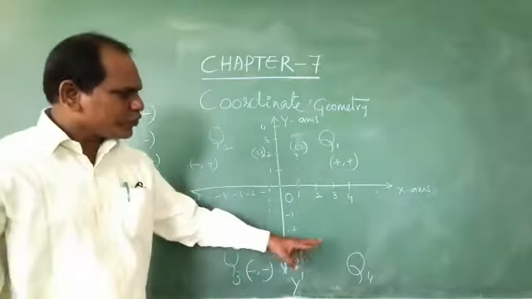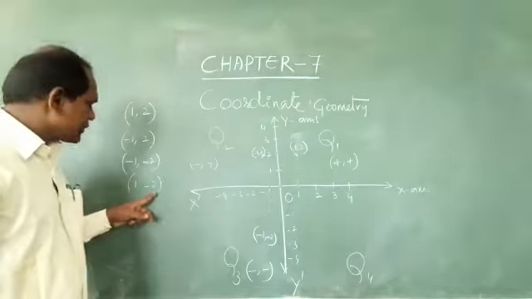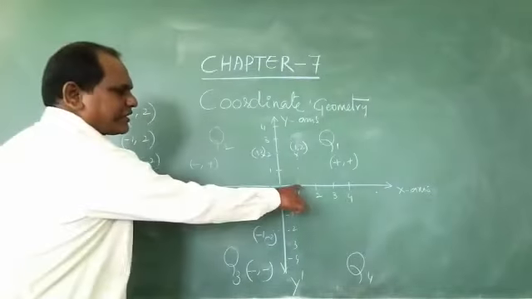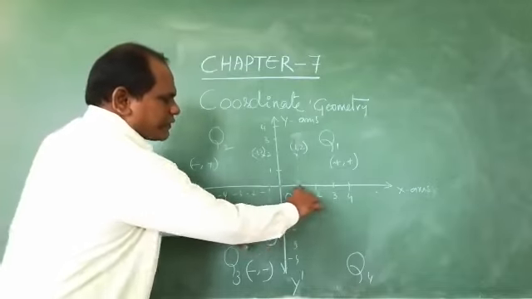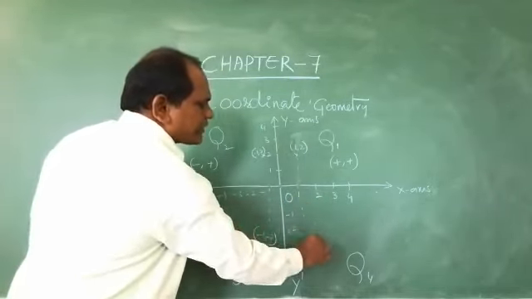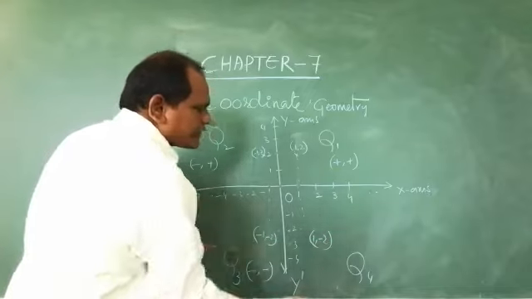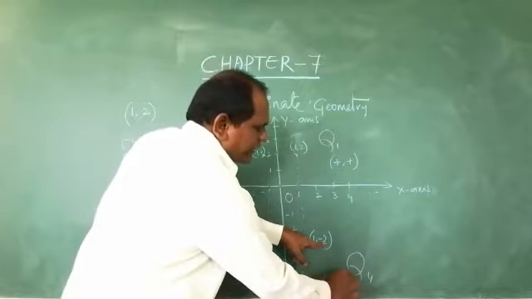When we come to the fourth quadrant, suppose the example is 1 comma minus 2. The x value is 1 and the y value is minus 2. So here the first one is positive and the second one is negative.